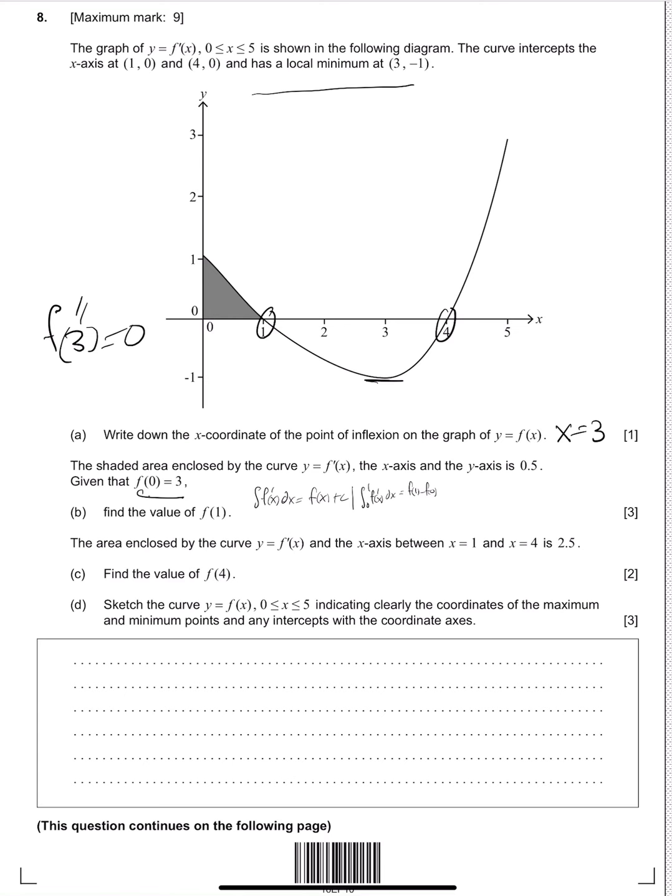The shaded area, here's the other thing they tell us. They give us information here. The shaded area enclosed by the curve between the x and the y-axis, that means that this right here is equal to 1/2. And this is also equal to the integral from 0 to 1 of f prime x dx. And we just established below, right here, that this is also equal to f of 1 minus f of 0. And f of 0 is given to us as 3. So we can rewrite this as 1/2 equals f of 1 minus 3.